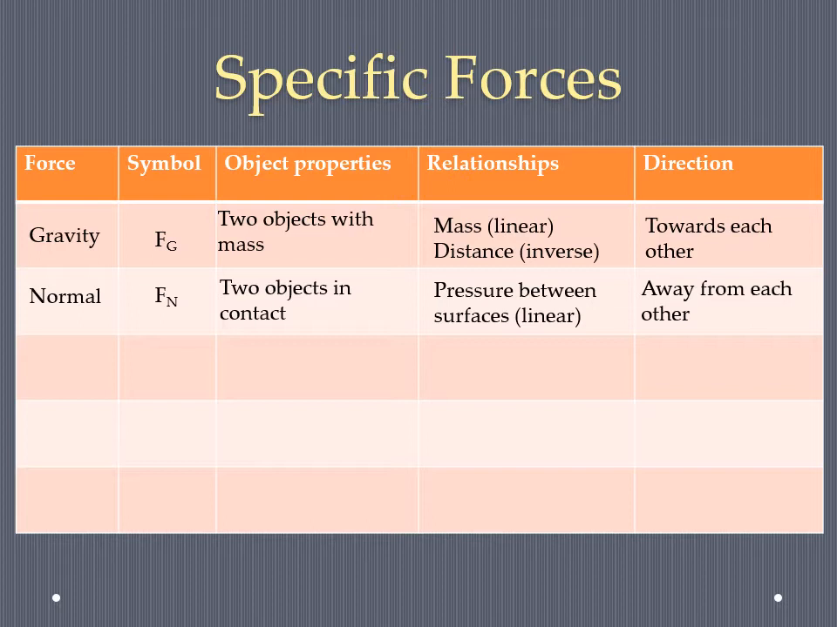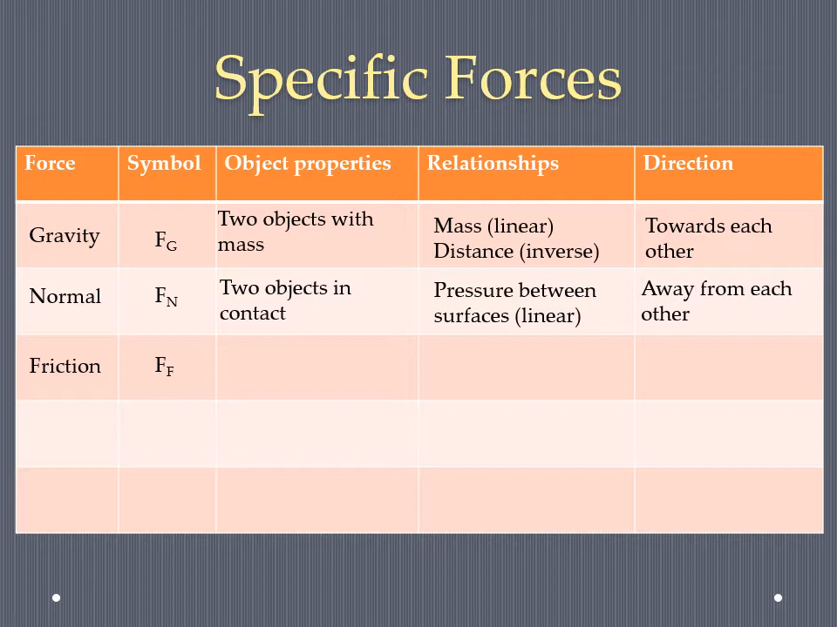Normal force: we would say the direction of the normal force is that objects experience normal force away from each other, which means, like for the chair, for example, the chair is pushing up on you. It's pushing away from itself, and you are pushing down on the chair. So each of you would be experiencing a normal force away from the object that's pushing on you.